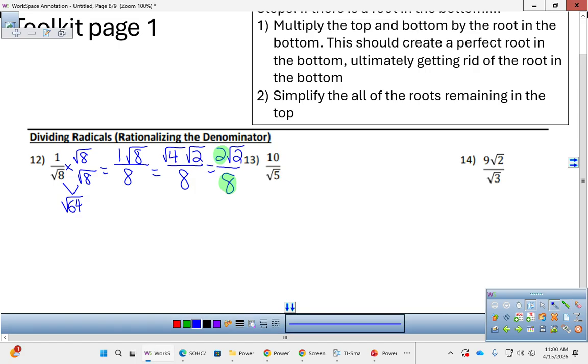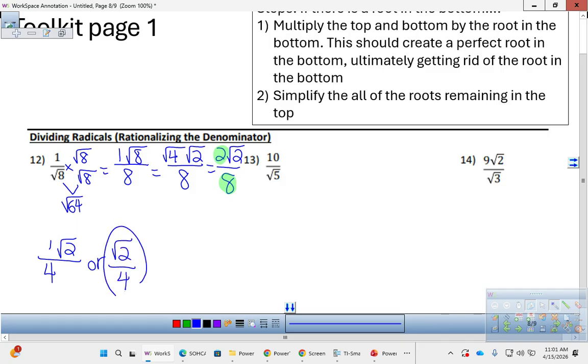I can reduce them. I can divide them. 2 divided by 8 is 0.25. But if I make that a fraction, it's 1/4. So I can change the 2/8 to a 1/4. And just like I said before, I don't have to write that 1. My final answer is the square root of 2 over 4. I can't do 2 divided by 4 is 1/2, because 2 is in a root and 4 is not in a root. They're not like terms. So this is as far as I can go here.